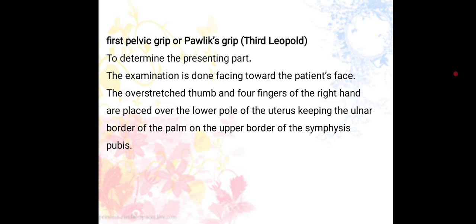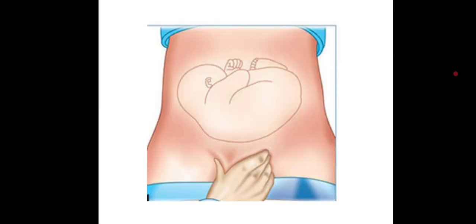For doing the first pelvic grip, facing the patient, the inner border of the right hand will be placed over the outer border of the symphysis pubis. The thumb will be on one side and four fingers on the other side. As demonstrated in this picture, the four fingers are on one side and the overstretched thumb on the other side. This is the first pelvic grip, facing the patient, determining fetal presentation.